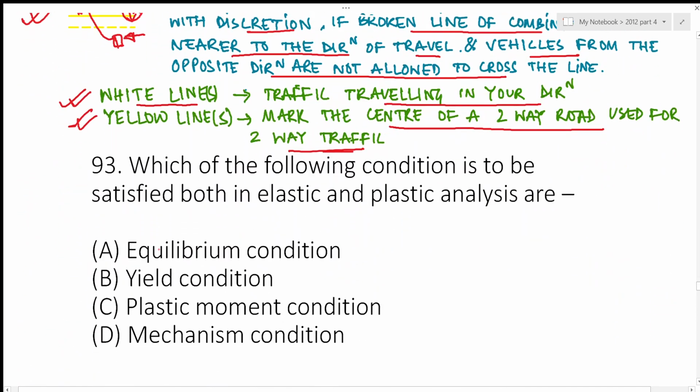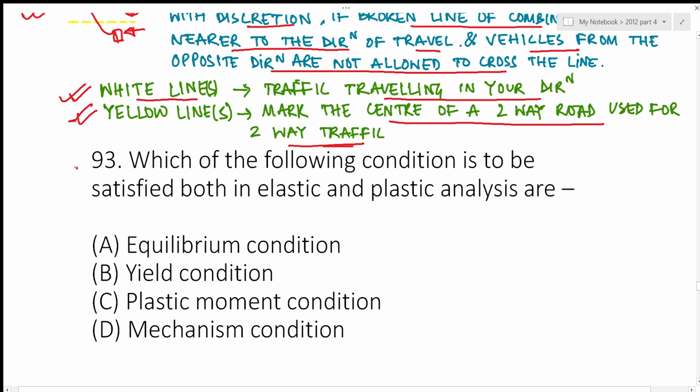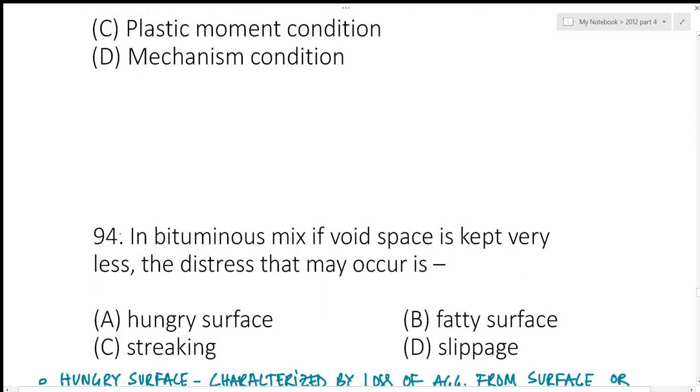The next question is, which of the following conditions is to be satisfied both in elastic and plastic analysis? Now the condition which needs to be satisfied for elastic and plastic conditions is obviously the equilibrium condition. Next question, in bituminous mix, if void space is kept very less, the distress that may occur is. Now if void spaces are kept very less, the distress that occurs is known as fatty surface.